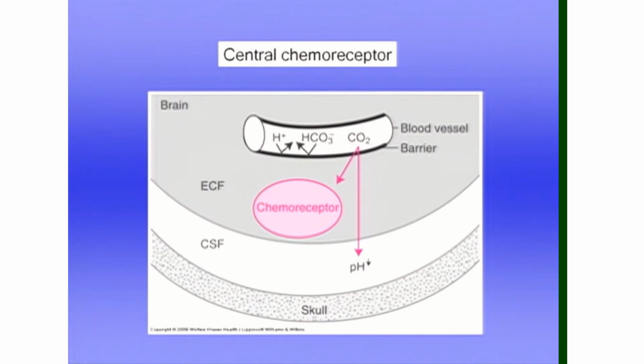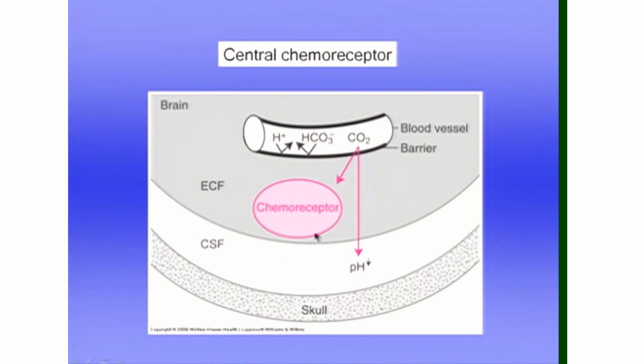Now, the pH of the CSF is normally about 7.32. It's rather lower than that of blood, which of course has a pH normally of about 7.4. So the pH of the CSF is lower, and also the buffering ability of the CSF is much less than that in the blood. The CSF contains a lower protein concentration, so a given change in PCO2 will cause a larger change in pH.